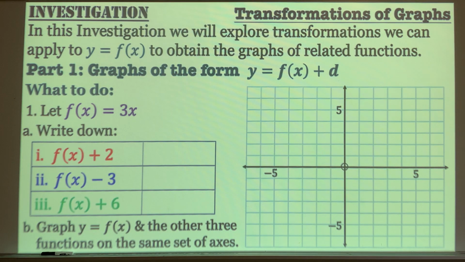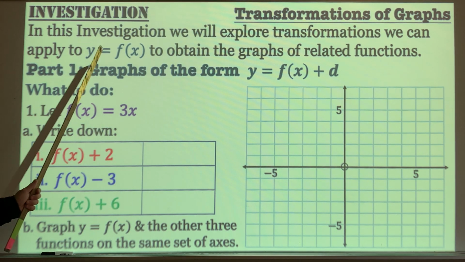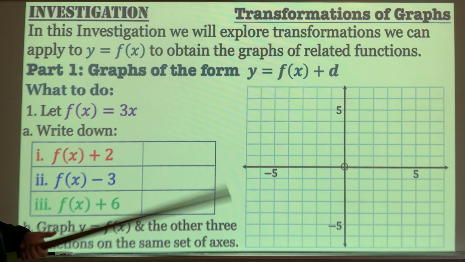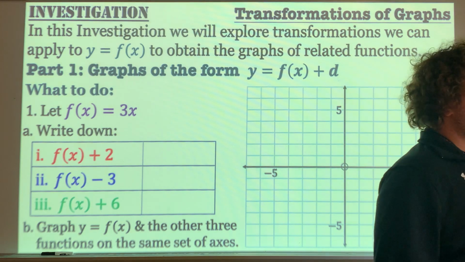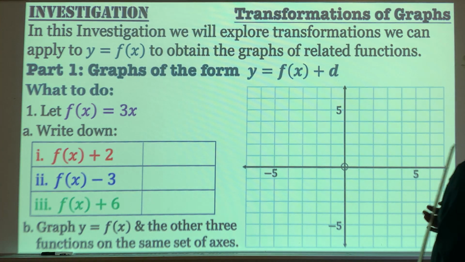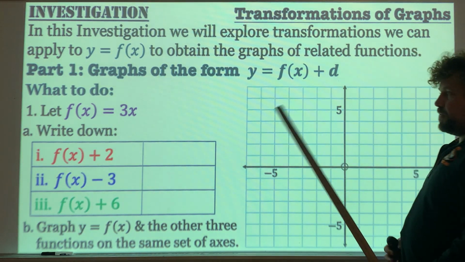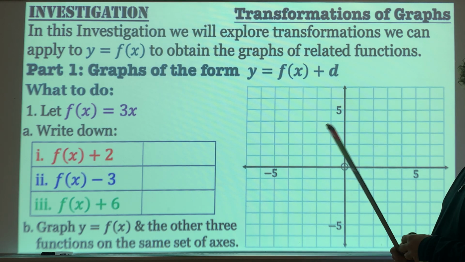So let's go. We're going to start with an investigation. You guys are going to, on your own, figure out what all this stuff means. I didn't tell you yet. Now, some of you may know this from earlier on, some may not, but we will figure it out. We're going to explore the transformations we can apply to y equals f of x to obtain the graph. So the first one is graphs in the form of y equals f of x plus d. You're adding or subtracting a number from your original function. So let's do an experiment to find out.